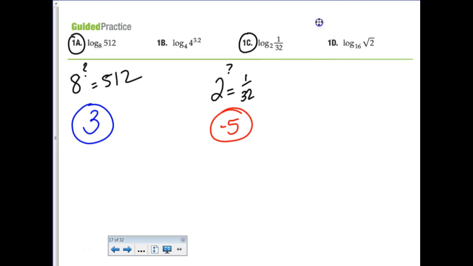Oh boy, here's a challenging question. Take a look at this one. 16, some mystery power, has to equal the square root of 2. Now right away I can already tell you I don't like square root of 2. I'm going to rewrite that as 2 to the 1/2. That is a thinker, especially without a calculator.